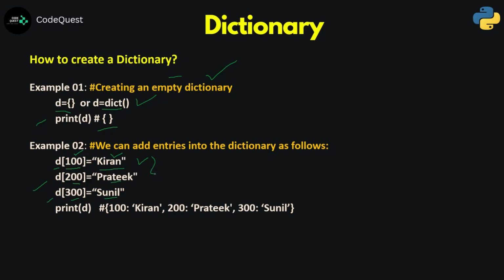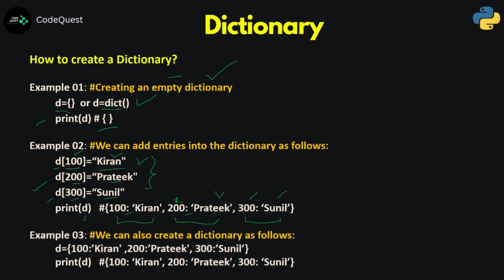So by the end of these three lines, we could create a dictionary where three items are available. The first item is having a key value pair of 100 and Kiran, which is separated by a colon. Similarly, the second item is 200 and Pratik, where 200 is the key and Pratik is the value, again separated by colon. Likewise the third item is holding the key 300 and the value is Sunil.